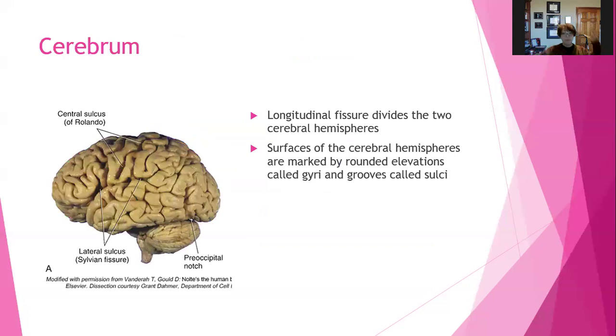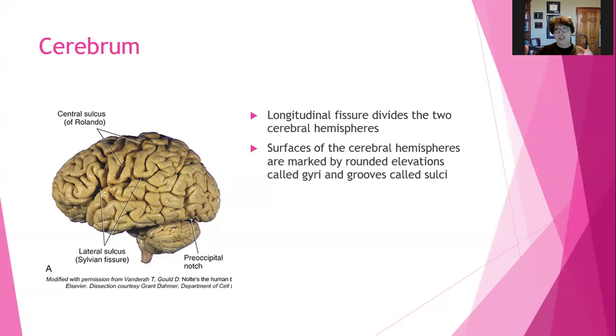The cerebrum is what we think of as our brain. There's a longitudinal fissure that divides the two cerebral hemispheres. The surfaces of the cerebral hemispheres are marked by rounded elevations called gyri, a single one is a gyrus, and grooves called sulci, a single one is a sulcus.